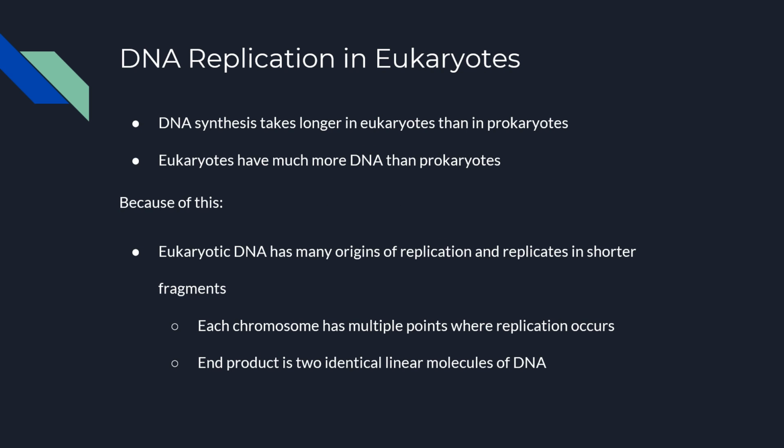In eukaryotes, replication takes much longer because there is a lot more genetic material than in prokaryotes. In addition, eukaryotic DNA polymerase is slower than that of prokaryotes. To shorten the amount of time replication takes, eukaryotes have multiple origins of replication on each chromosome.